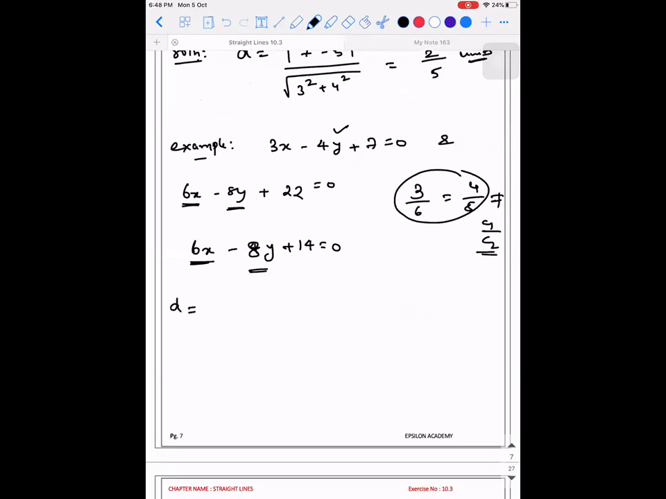So what will be the distance? Now you can apply. It is 22 minus 14 divided by root of 6 square plus 8 square. So what is the answer, guys? 22 minus 14 is 8, divided by root of 6 square plus 8 square. 36 plus 64, 100. It will become 10. So answer will be 4 by 5 units. Is that clear?